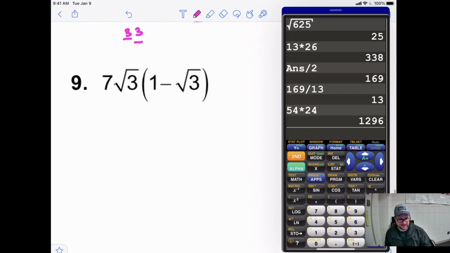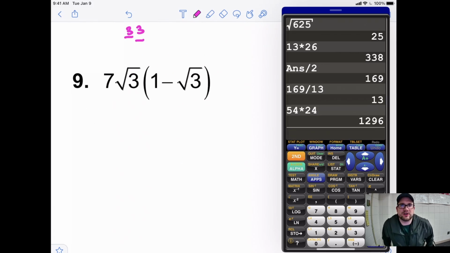Let's look at number 9. Now, this is where we start to get to those harder multiplication. These harder ones require you to distribute. So let's come over here and do that. Remember, if there is no other inside number, the inside number is not going to change. So 7 and 1 are both outside numbers. 7 times 1 is 7.